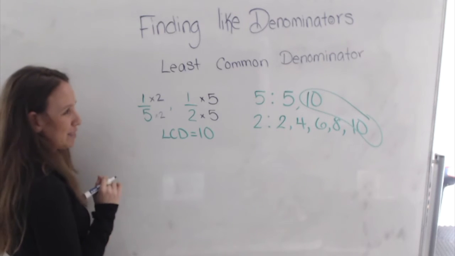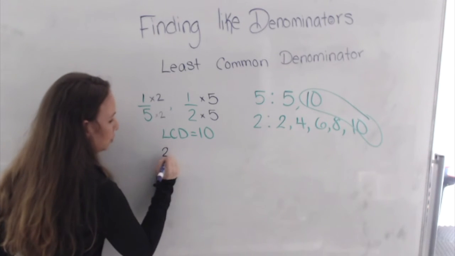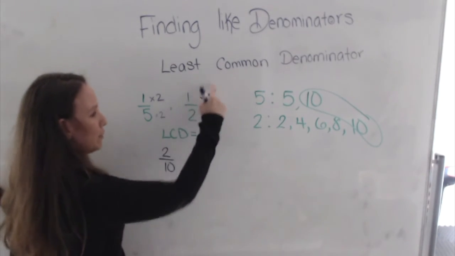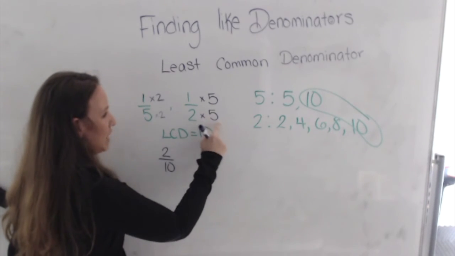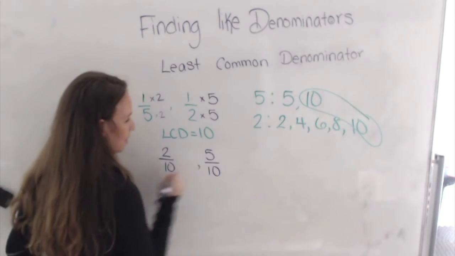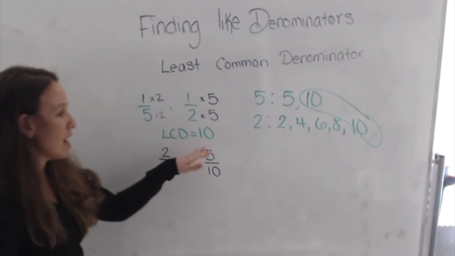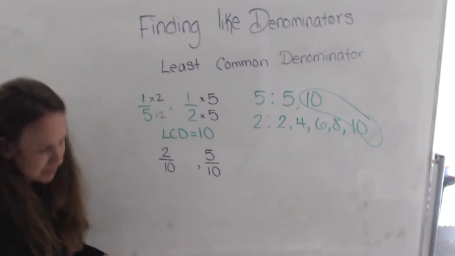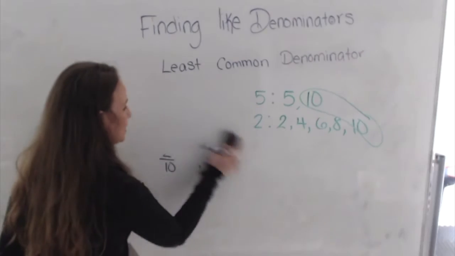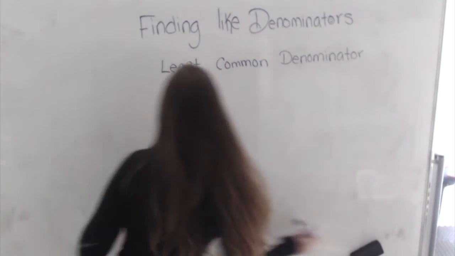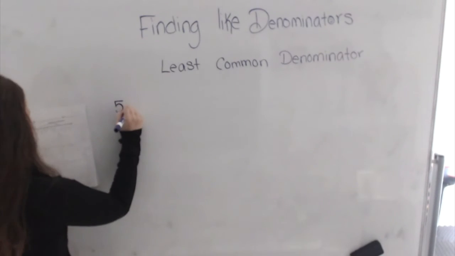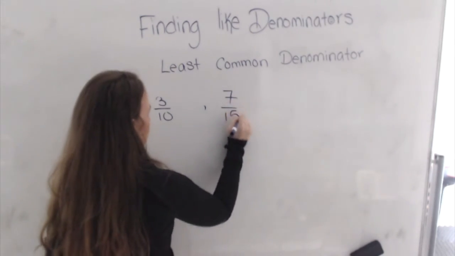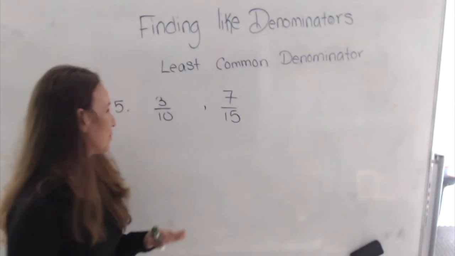So let's rewrite them now. 1 times 2 is 2. 5 times 2 is 10. And the other one, 1 times 5 is 5. And 2 times 10 is 10. And now I have a least common denominator of 10 with 2 equivalent fractions. Okay. Last 2 problems. Number 5, 3/10 and 7/15. I think this one's a hard one.